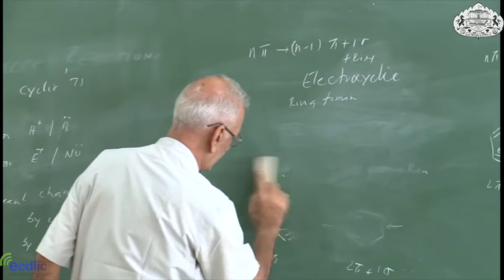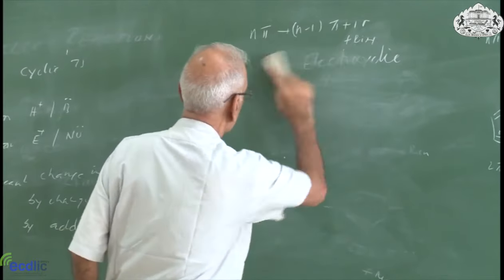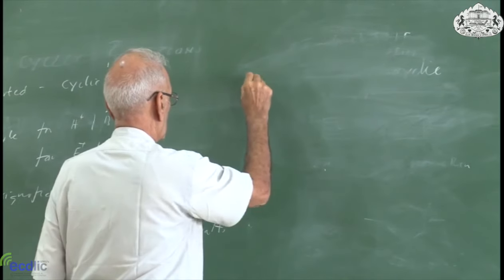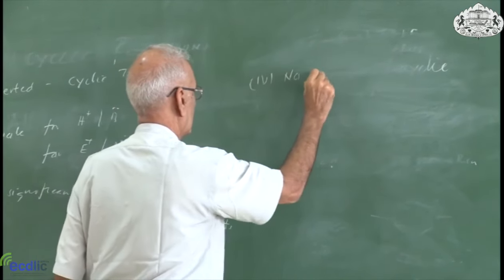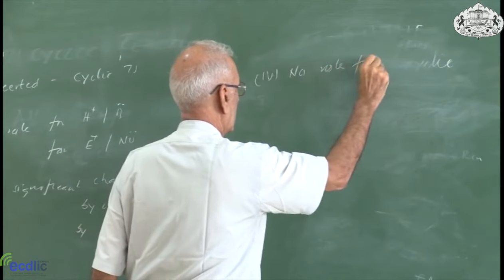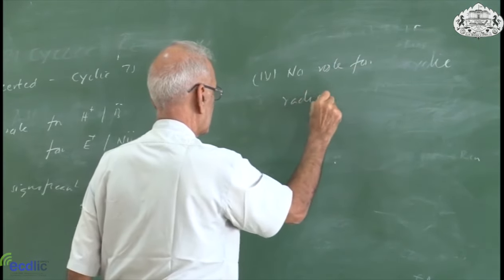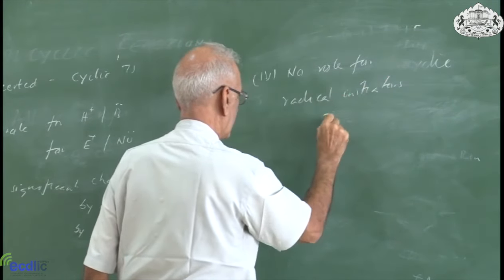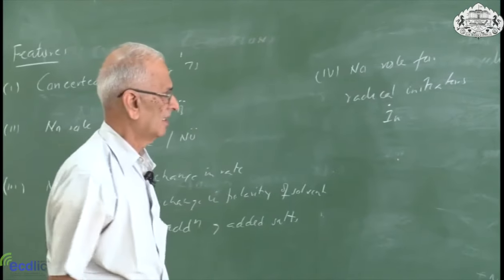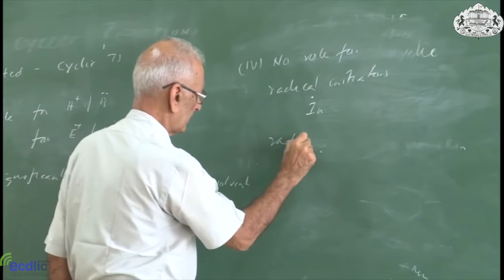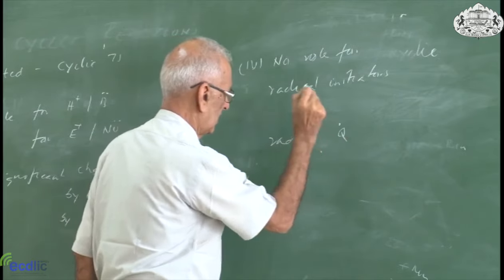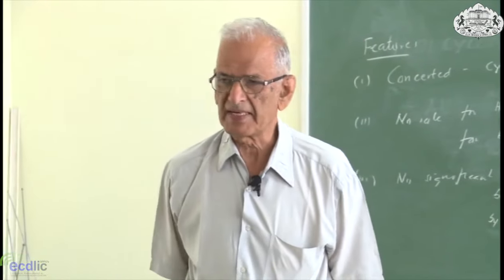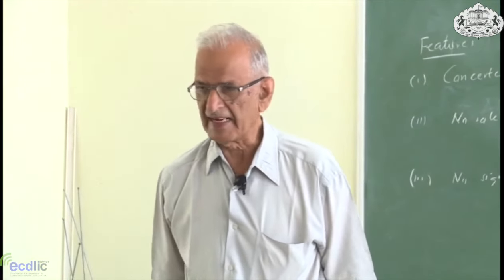What is the feature that will differentiate pericyclic from radical reaction? No role for radical initiators. I put it like this, radical initiator or radical quencher. Obviously, this differentiates a pericyclic reaction from a radical reaction.